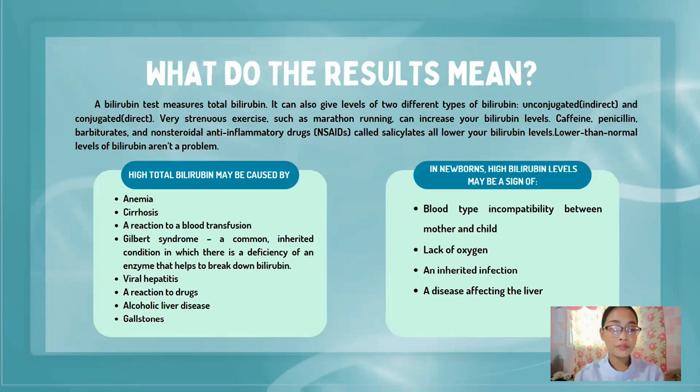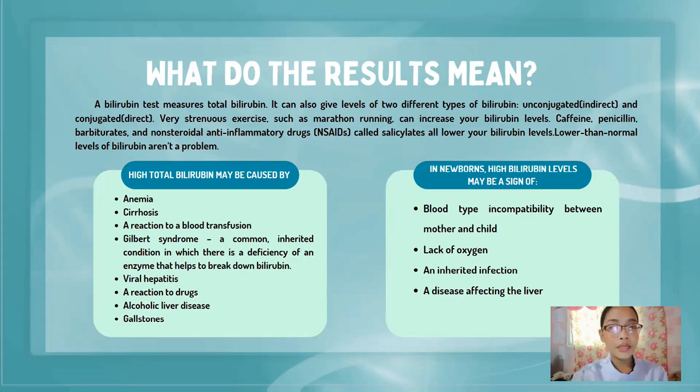What do the results mean? A bilirubin test measures total bilirubin. It can also give levels of two different types of bilirubin, unconjugated or indirect, and conjugated or direct. Very strenuous exercise such as marathon running can increase your bilirubin levels. Caffeine, penicillin, barbiturates, and non-steroidal anti-inflammatory drugs, NSAIDs, called salicylates, all lower your bilirubin levels. Lower than normal levels of bilirubin aren't a problem.